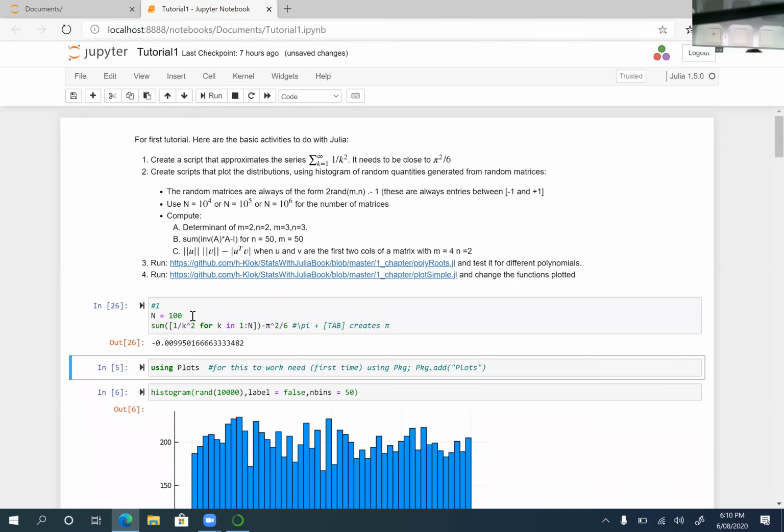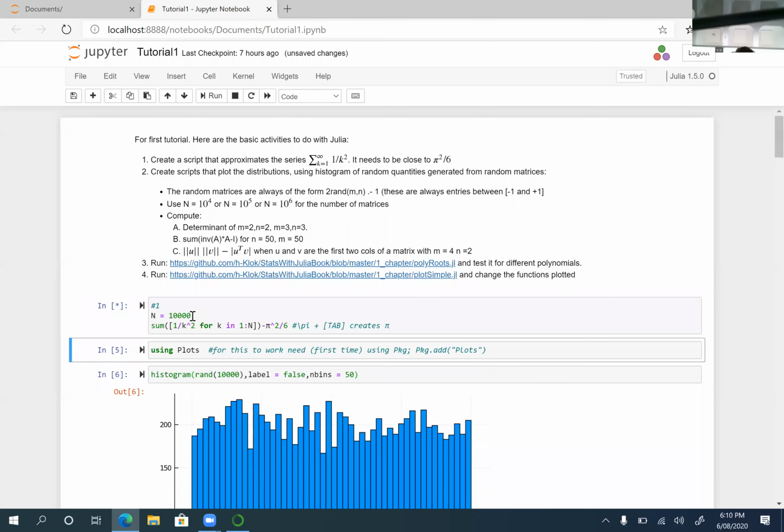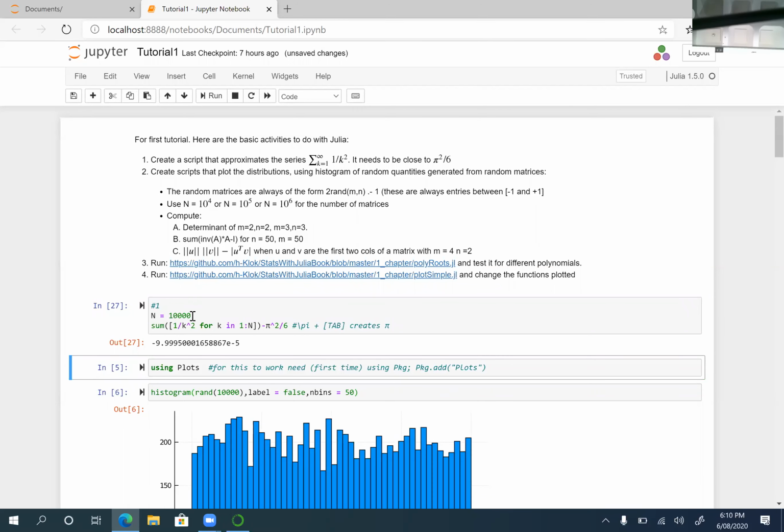Now that we've got this working for 100, let's increase this. Let's go 10 to the 4th, so 10,000. We'll take the first 10,000 terms and add those together. Shift Enter. Now you can see it's quite a bit smaller because now we have e minus 5 at the end. That means 10 to the minus 5. So minus 9.99, etc., times 10 to the minus 5. This is a pretty small distance from 0.